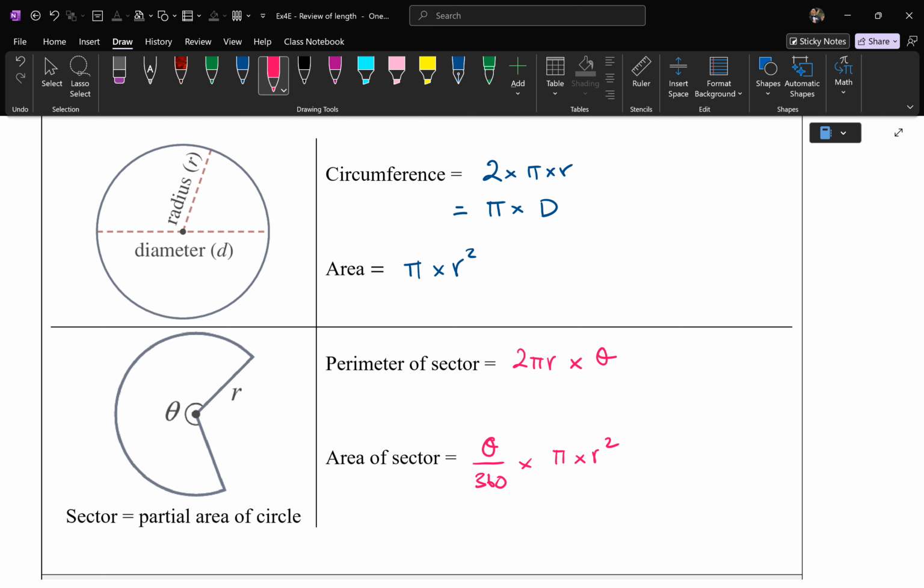Theta? Beautiful. This will give you the partial distance around the circle, just like your area formula. If 2 pi r is the circumference, this is the proportion of circumference. And very good. And this is the one that most students miss out on.